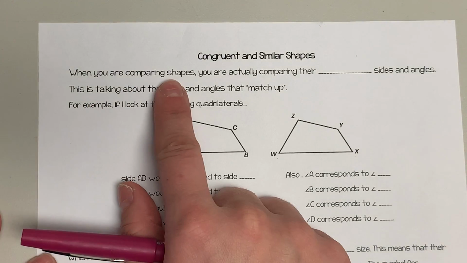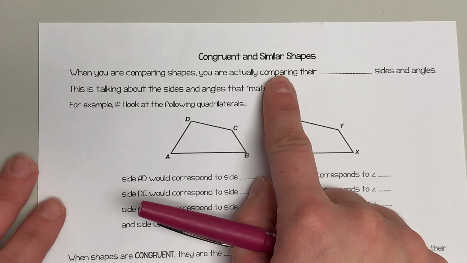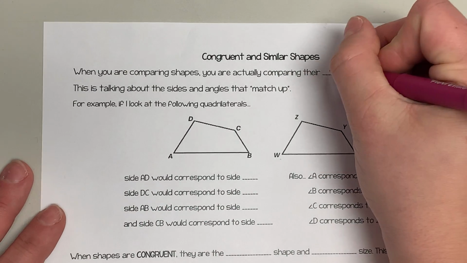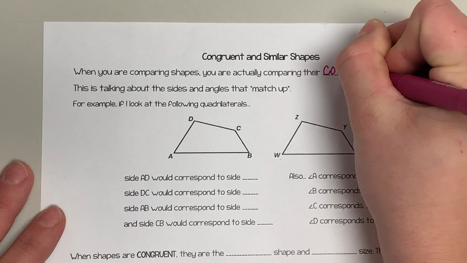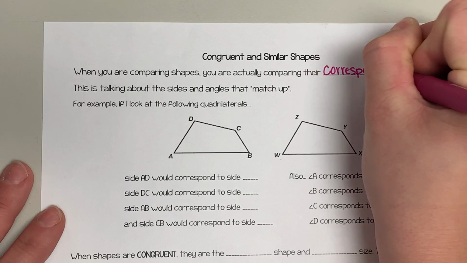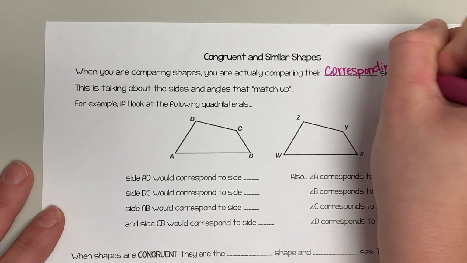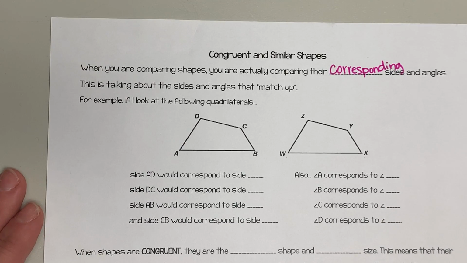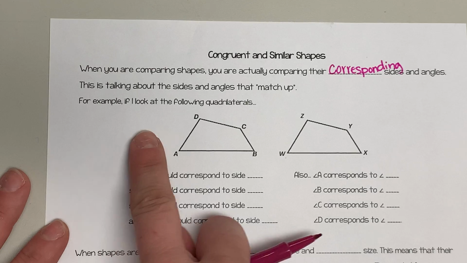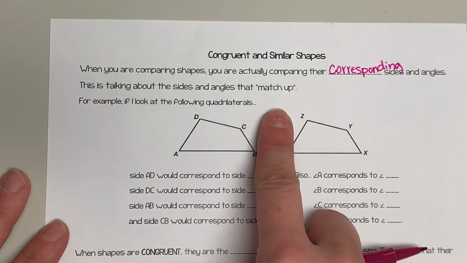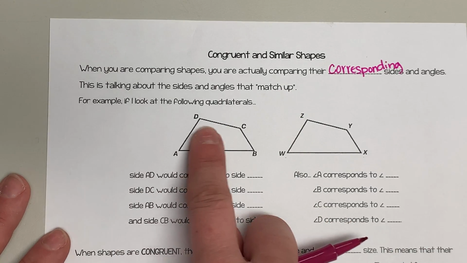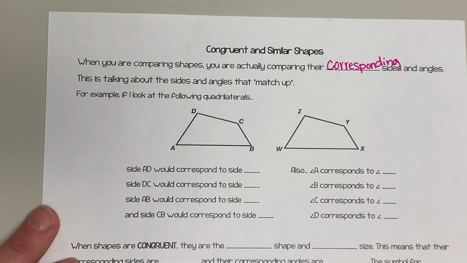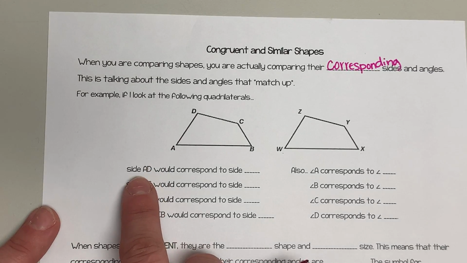When you are comparing shapes, you're actually comparing their corresponding sides and angles. Corresponding means the sides that match up and the angles that match up. For example, if I look at the following quadrilaterals, we want to find what matches up.